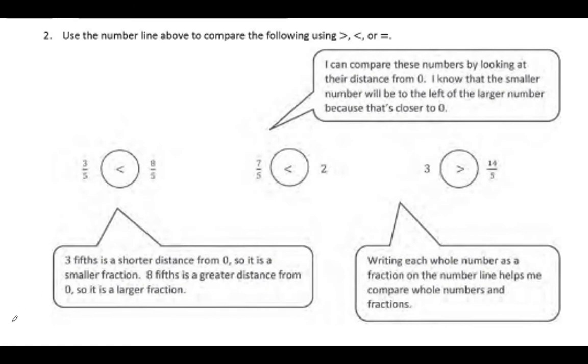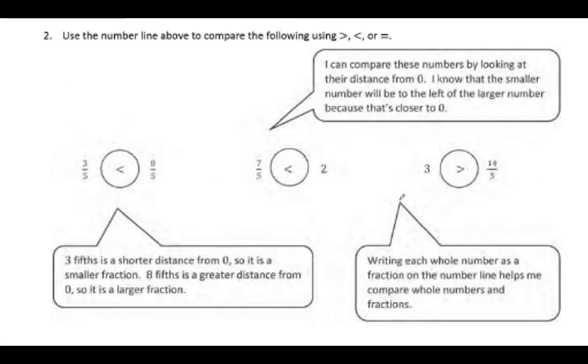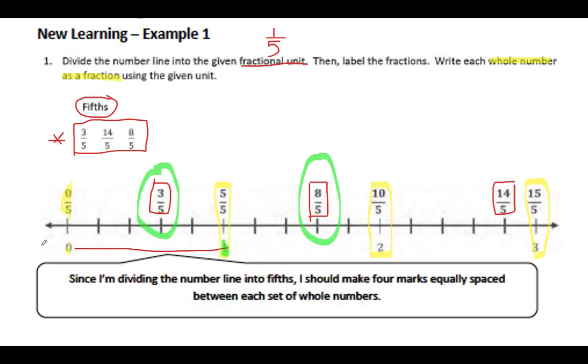Same thing here, 7 fifths. So I would go back, I would look at my number line first because I see a whole number. So I'm going to go check here. 2 is the same as 10 fifths. Let me write 10 fifths right next to it. Okay, I'm going to go back and look and see which number is closer to 0. That's my smaller fraction. So let's see, 7 fifths or 10 fifths.